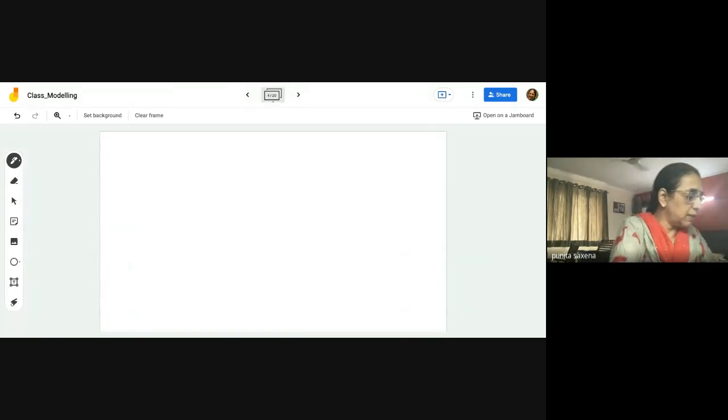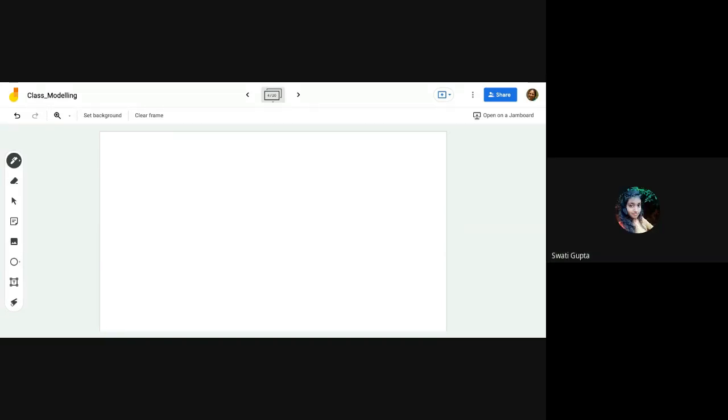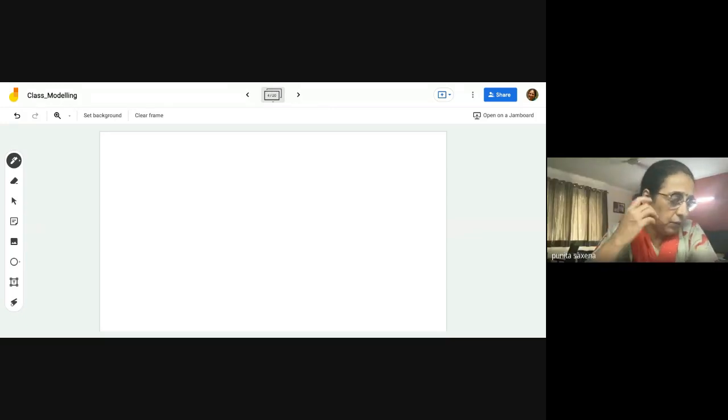And then we can start with the problem. If you see the first problem in your exercise 7.1, it's a huge explanation which has been given. We'll construct the model first, and then we'll see how it can be solved.